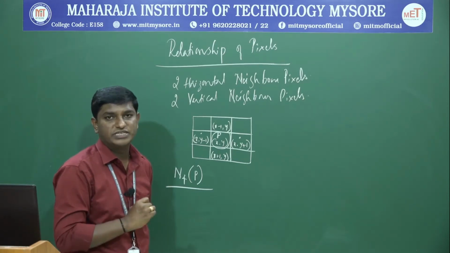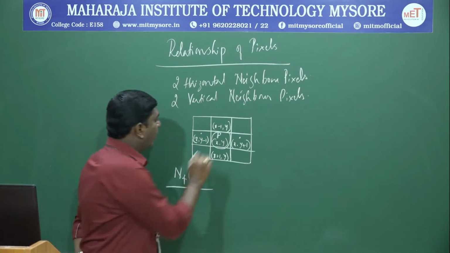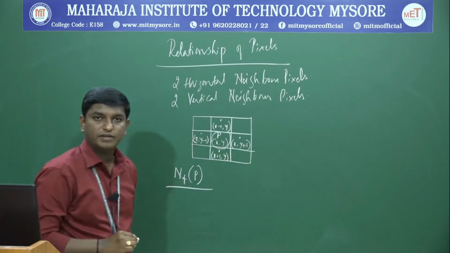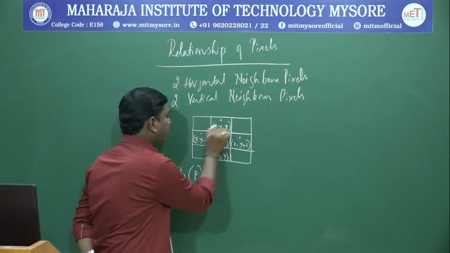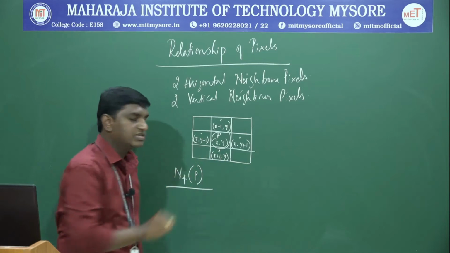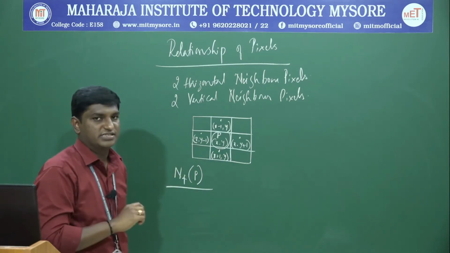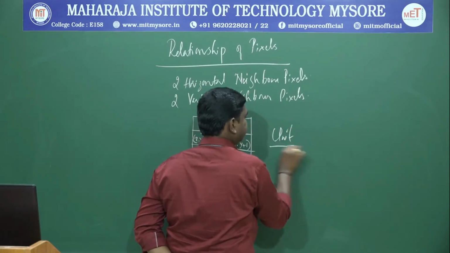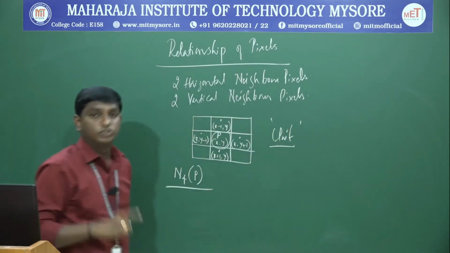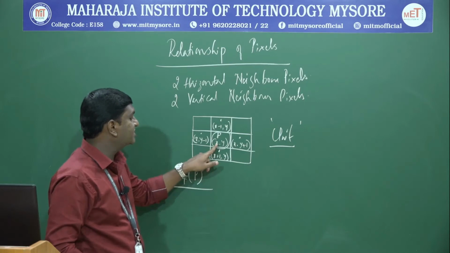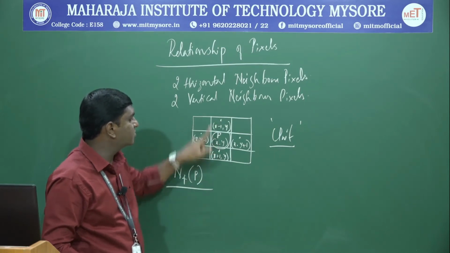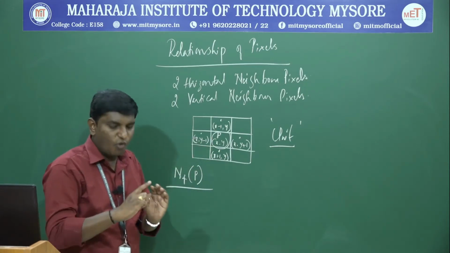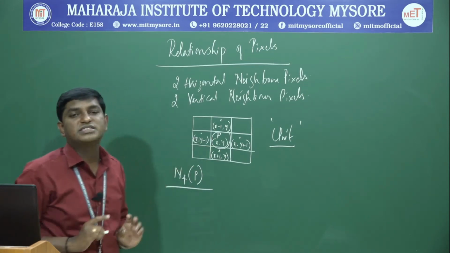One more point to be discussed. All the 4 pixels which you are observing here, 1, 2, 3, 4, are at unit distance. So the coordinates I have taken: this is x minus 1, this is y plus 1, this is y minus 1, and this is x plus 1. All the pixels are at 1 unit distance.